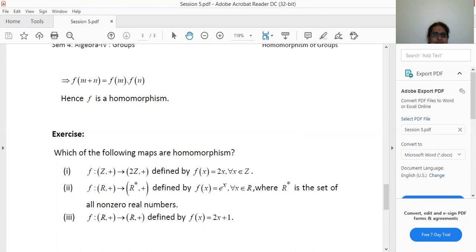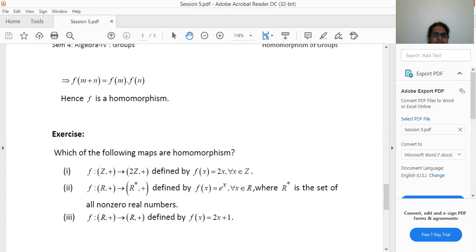Now consider the next problem. f from R, plus to R, plus defined by f of x is equal to 2x plus 1. So here both the domain and codomain are the same set with the same binary operation, that is the set of reals. Now consider two real numbers x and y. So f of x is 2x plus 1, f of y is 2y plus 1.